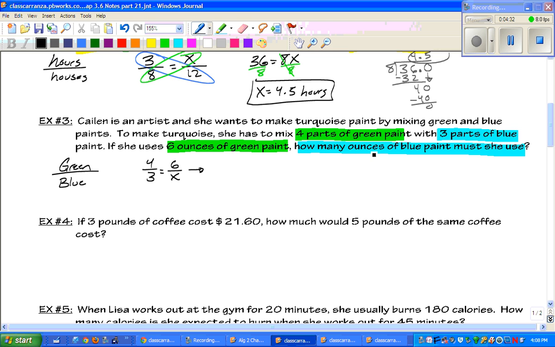Our next step would be to do cross multiplication, where you would get 4x equals, oh, not 16, 18. To solve for x, divide both sides by 4. Once again, we're going to need to do some division here. 4 goes into 18 4 times. Drop the 0 down. 4 goes into 20 5 times. So we get x equals 4.5. They're talking about ounces of blue paint.